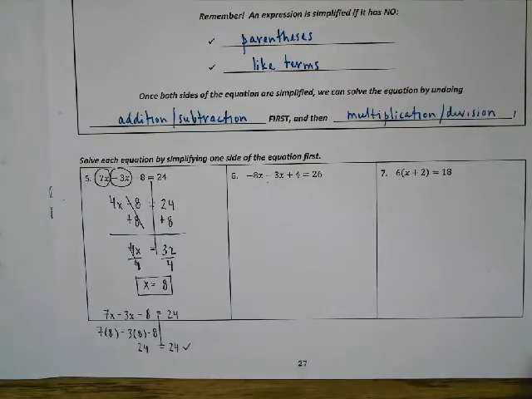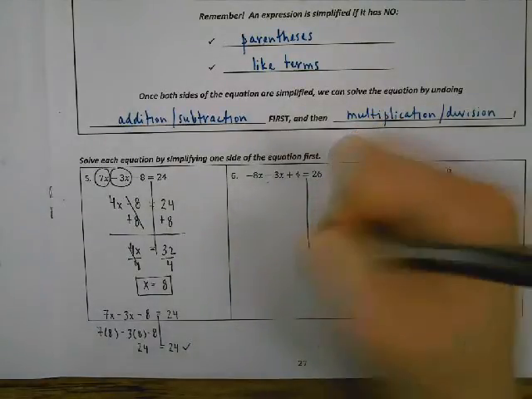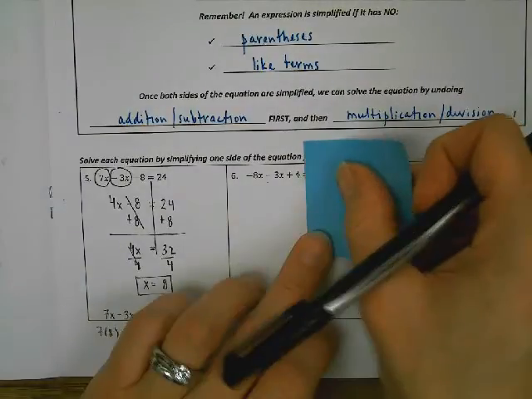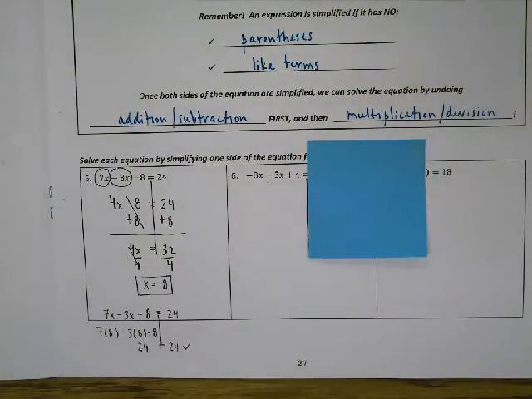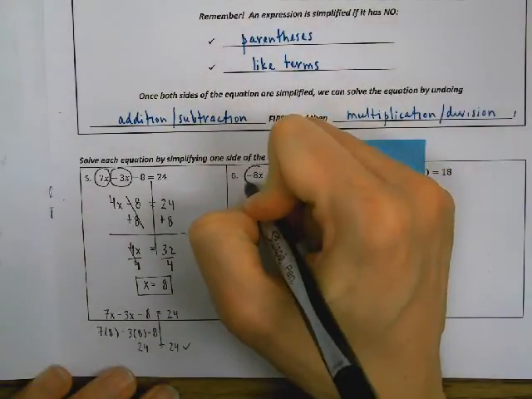Number 6 is exactly the same type of problem. We're going to be distributing here as well. And again, all this stuff that I need to work with is really on my left-hand side, so that's where I'm going to start. The only trick here is to really be careful with my sign.